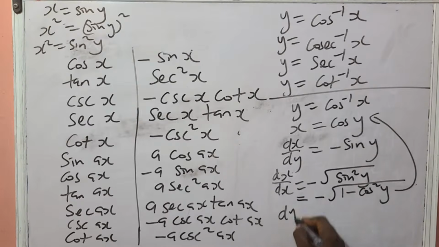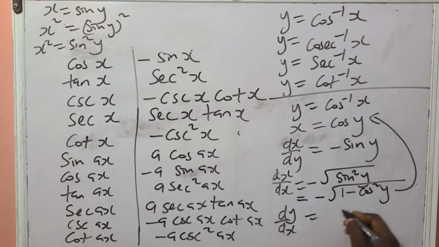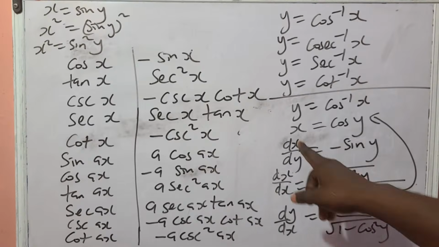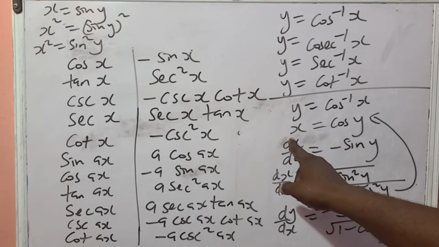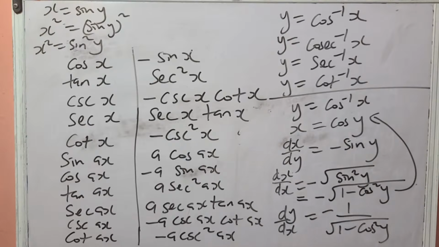So if I want to do dy over dx, it will be the inverse of this. That will be minus the inverse of the square root of 1 minus cos square y. There's a minus here, don't forget. You just take the inverse of that. And don't forget, if your x was cos y, that means your x square will be cos square y. So obviously, I can rewrite this. This is a good form. You can leave it this way if you need to, or you can leave it as x square here.